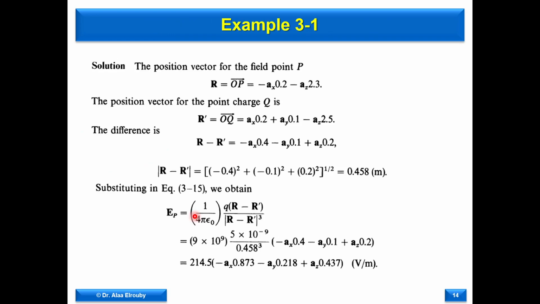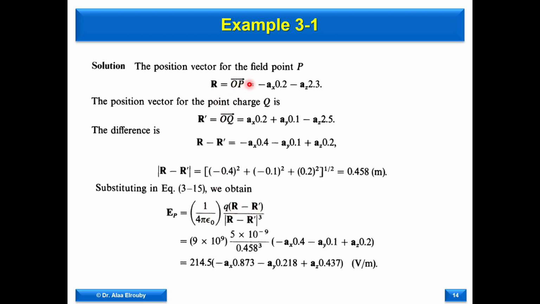It's very straightforward. So you need to write down the law that we have, this is the law here. Electric field at an observation point equals 1 over 4 pi epsilon naught multiplied by the source amount of charge Q multiplied by the observation point position vector minus the source point position vector as vectors, divided by the magnitude of the observation point position vector minus the source point position vector, cubed. So we need to find R, and we need to find R prime.